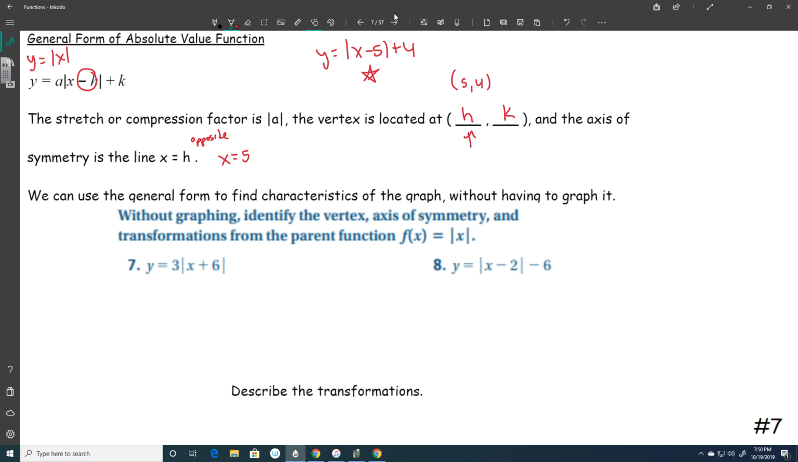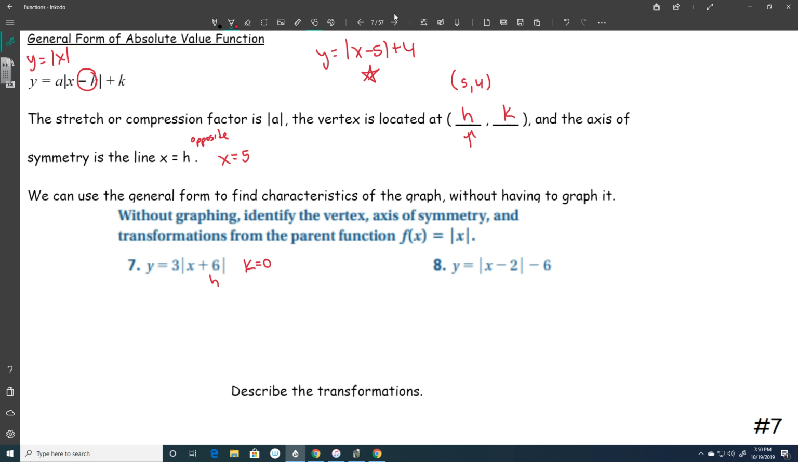So let's start with the vertex. All right, my vertex, it says, is (h, k). So here's my h. And notice that k is supposed to be right here, but there is no k. So k is actually going to be 0.